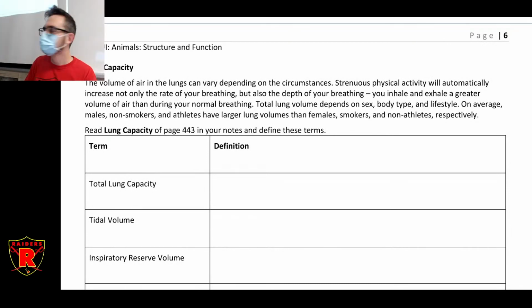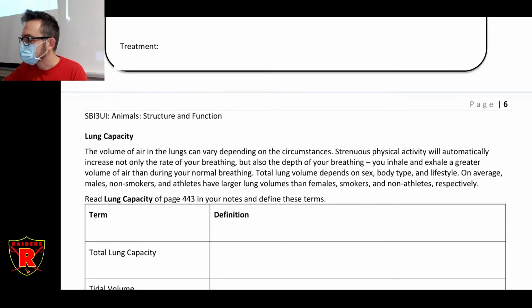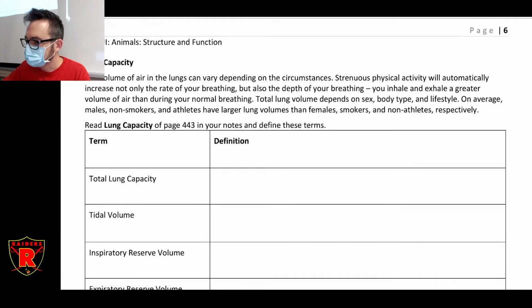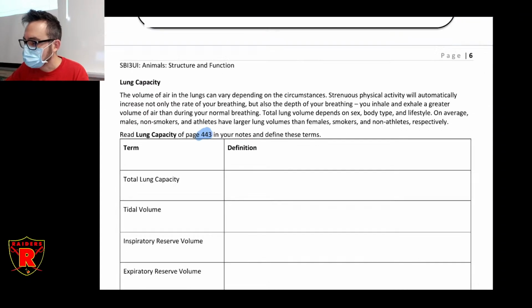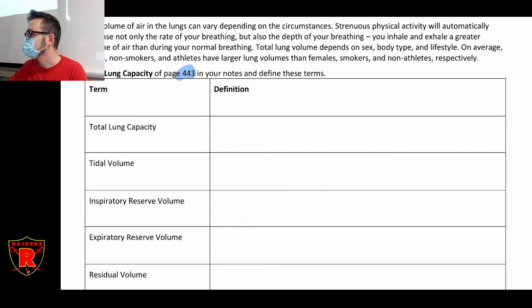There we go. So this is page 6 in your course notes from the last package, the respiratory system package. The reading is on page 443 in your textbook. It talks about different ways to measure the capacity of your lungs.